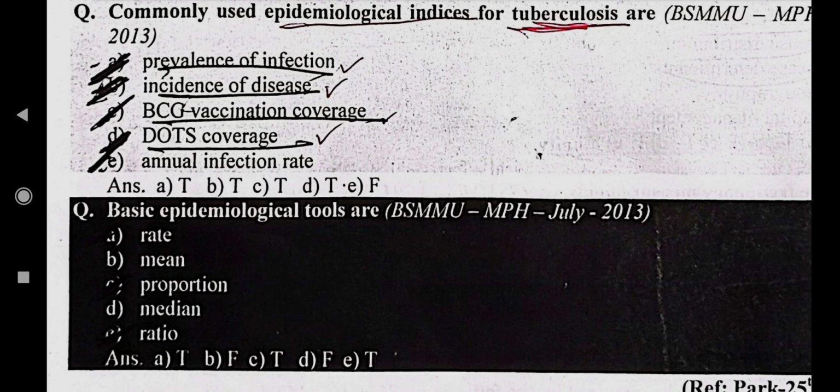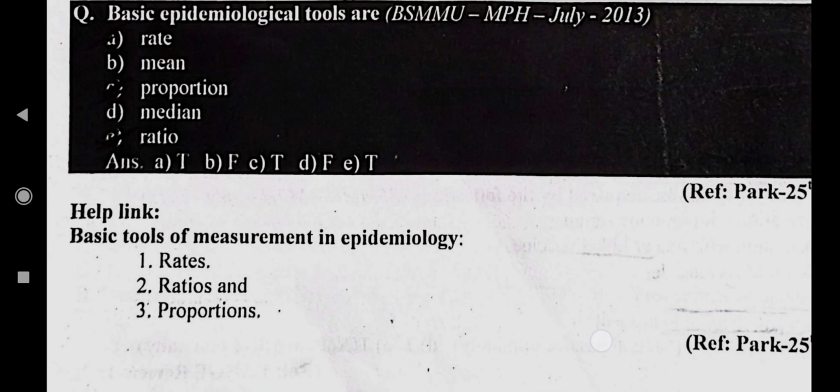Commonly used epidemiological indices for tuberculosis are: true answer, prevalence of infection, incidence of disease, BCG vaccination coverage, DOTS coverage. False answer: annual infection rate. Basic epidemiological tools are: rate, proportion, ratio. False answer: mean, median.